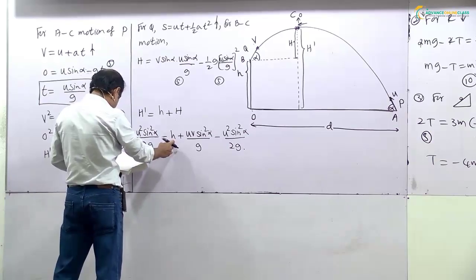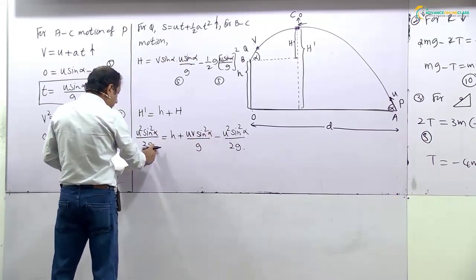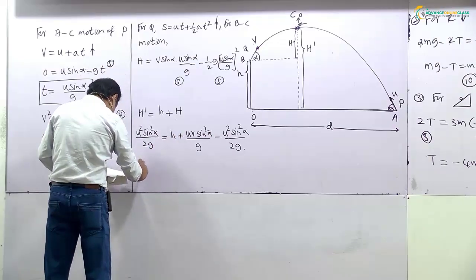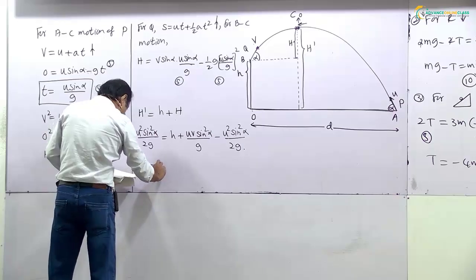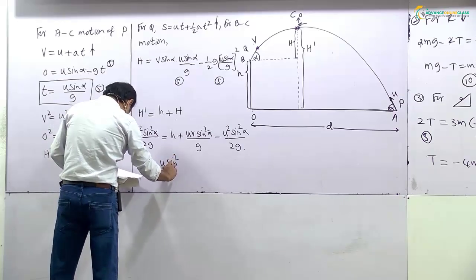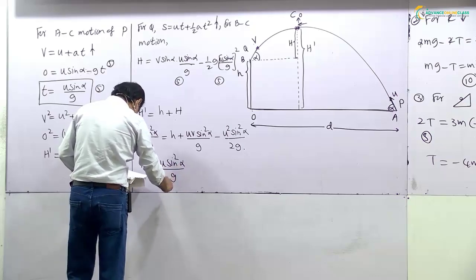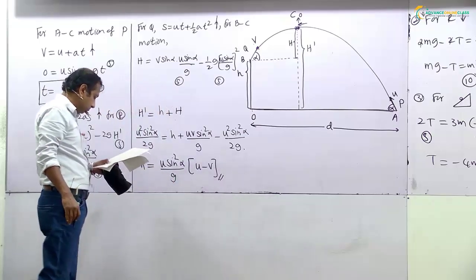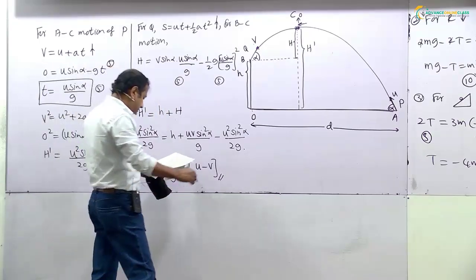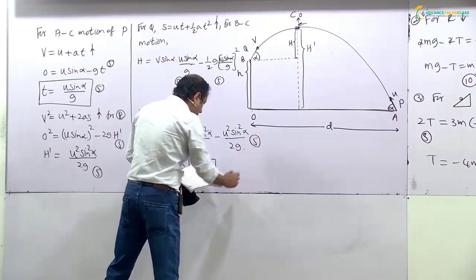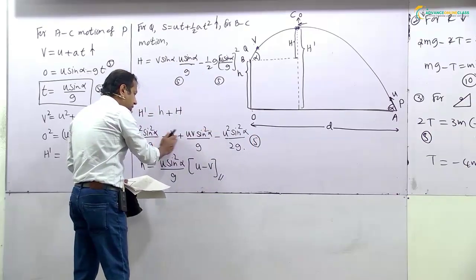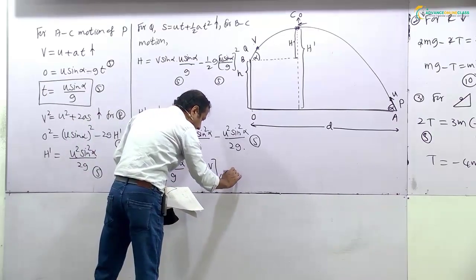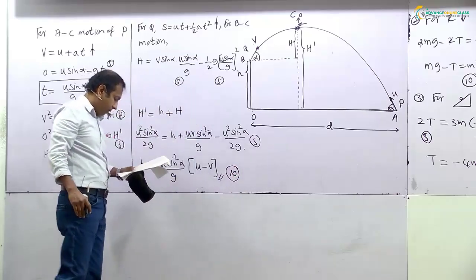Subject H, how? Take this to the side and this, then subject H, you get this answer, right? H equals U sine squared alpha over G times (U minus V). Here marks come in for the step, 5 marks, right? Taking this to the side and simplifying, subjecting this H and taking the required answer, 10 marks for the final answer, right?